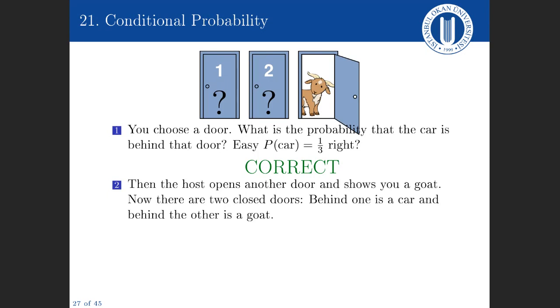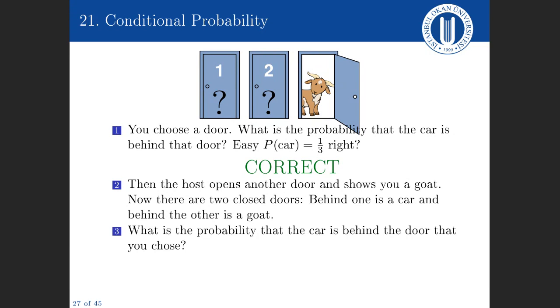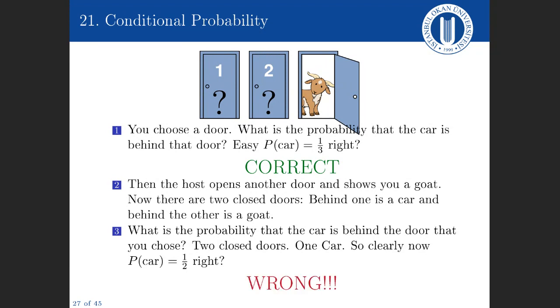Then the host opens another door, one of the doors which you didn't choose, and he shows you that there's a goat behind that door. Now there's two closed doors. Behind one of them is a car, and behind the other one is a goat. What is the probability that the car is behind the door that you chose first, before the host opened the door? Well, now there's two closed doors. One of them has a car behind, one of them has a goat. So the probability that the car is behind the door that you originally chose must be 1/2, right? No, that's wrong.